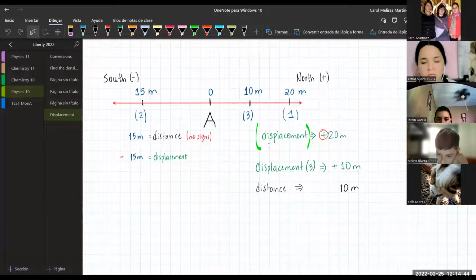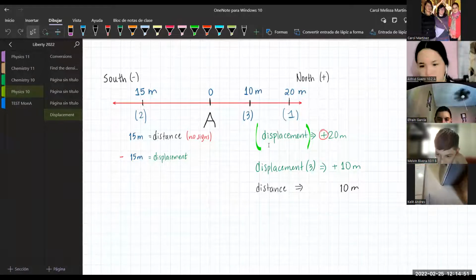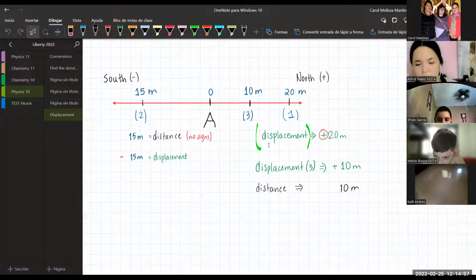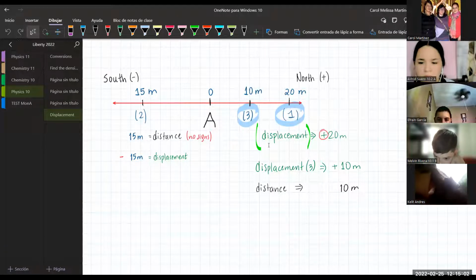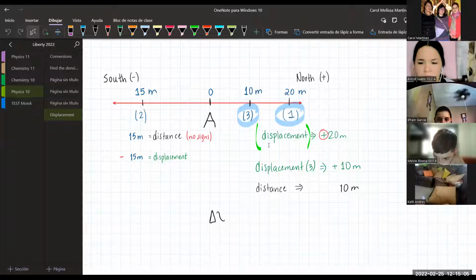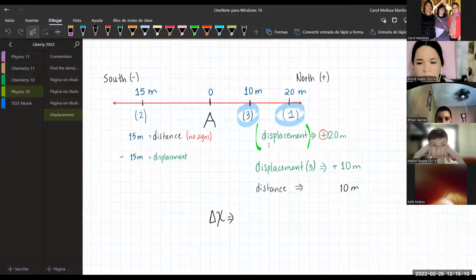Now, it's going to be very, very different if I ask you, what is the displacement that a person does from position 1 to position 3? 10 meters. Well, I gave you a formula for displacement in the video that I uploaded the other day. The formula for displacement is final position minus initial position.